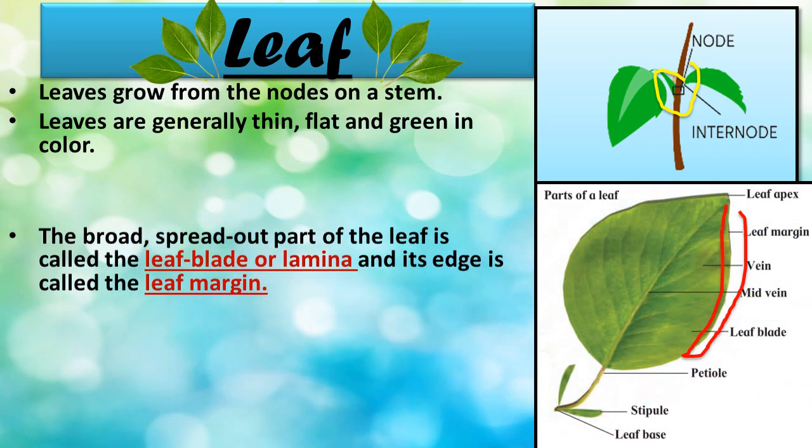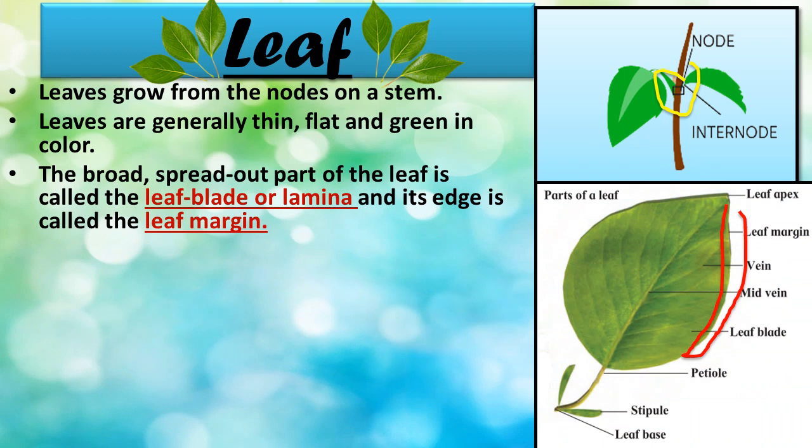Okay, so this is the structure or parts of a leaf, and the broad spread out part of the leaf is called the leaf blade or lamina. So basically what is lamina? This is the broad and spread out part of a leaf. This is a basic part of a leaf, and the edges of the leaf are called the leaf margin. I have marked the margin of a leaf with red color. So this is called the margin.